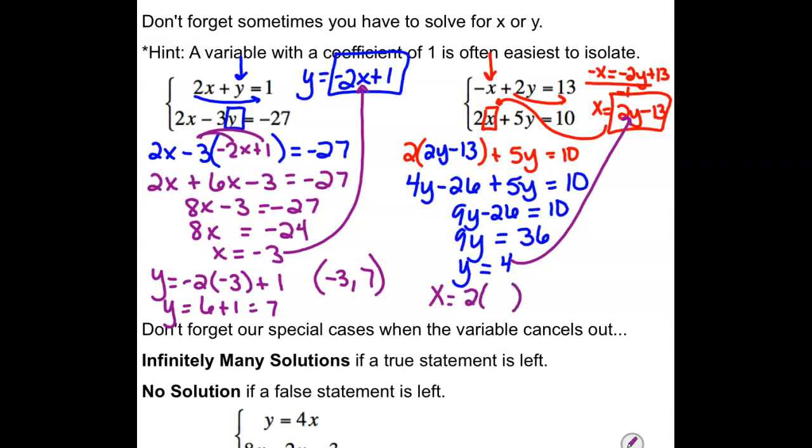X was 2 times y minus 13. We're going to dump that 4 in there. So we end up with 8 minus 13, which would be negative 5. So my solution here, my x coordinate is negative 5. My y coordinate is 4. That would be my solution, my ordered pair, where those two lines would intersect.